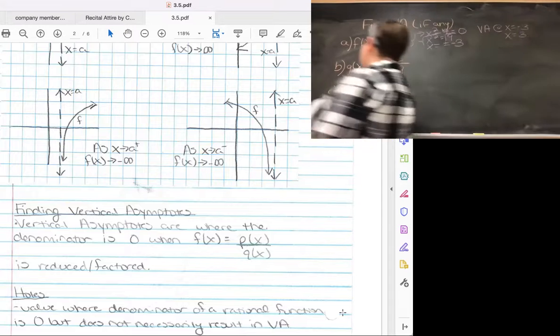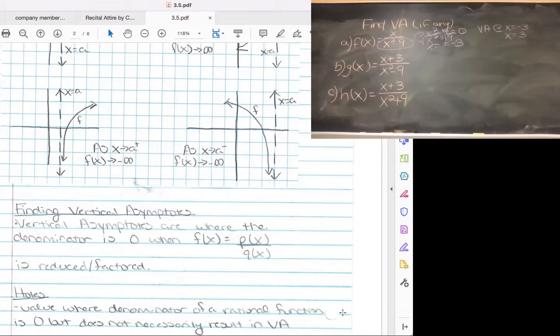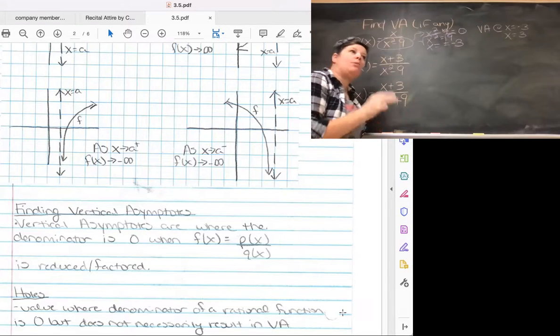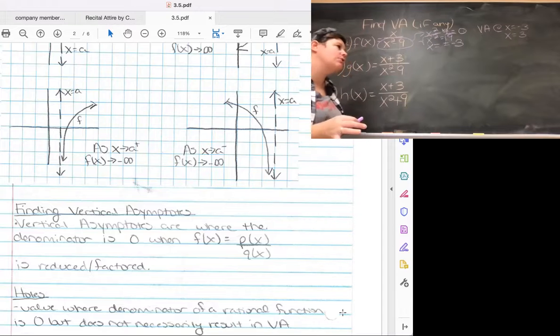Okay, so let's look at b, which is g of x equals x plus 3 over x squared minus 9. Again, we need to make sure that this is fully reduced before we set the bottom equal to 0 to find our trouble spots or find our vertical asymptotes. Well, you might be looking at that and saying, well, I can't reduce anything. But this is a special type of quadratic. We talked about it a few times, like back in 1.5 and back in chapter 2, where this is a difference of squares. And you may or may not recognize that.